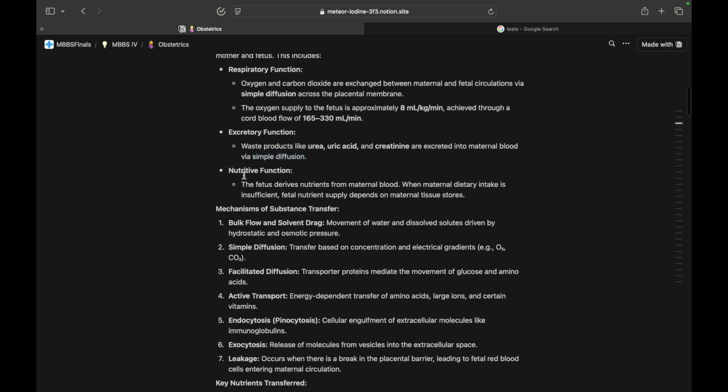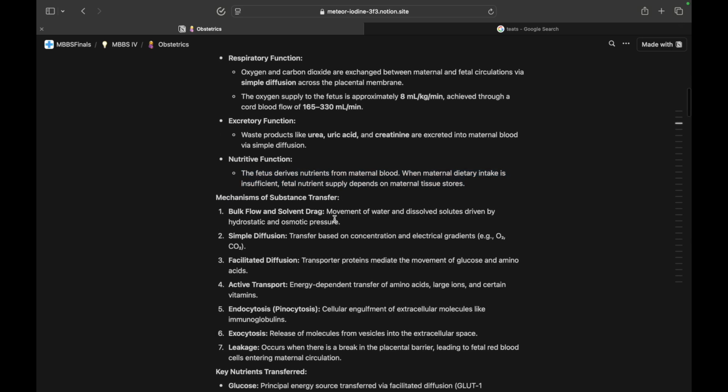Next, coming to nutritive function. The fetus derives nutrients from maternal blood. So when maternal dietary intake is insufficient, fetal nutrient supply depends on maternal stores. So in this particular case, if you imagine it, the fetus behaves just like a parasite.